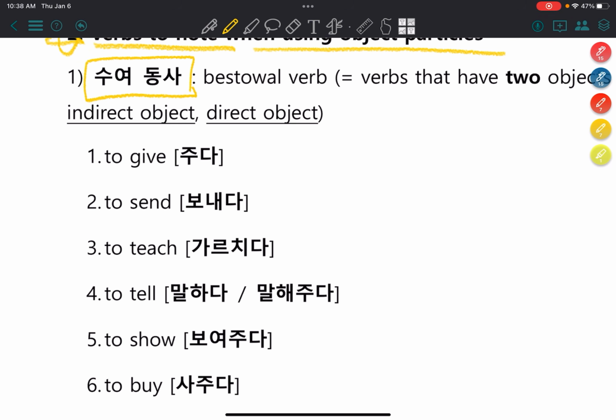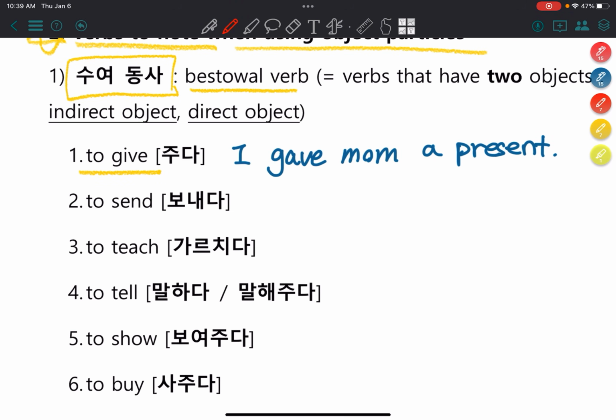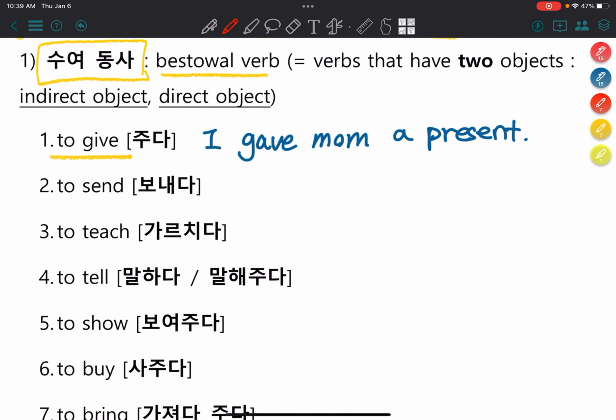As you can see from its name, basically it's a verb that implies that you are bestowing something to another person. Such verbs also exist in English, the most common one being to give. So when you're using the to give verb in a sentence, it goes sort of like this. I gave mom a present. So in English grammar, gave, the to give verb, can have two objects, mom and a present.